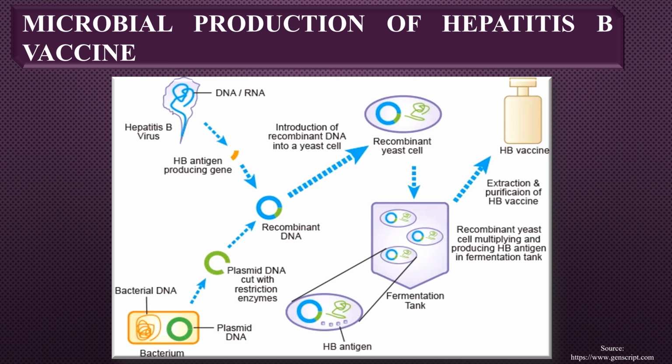Here is a pictorial representation that briefly explains the entire production process of hepatitis B vaccine. Gene is isolated from hepatitis B virus and is inserted into the plasmid DNA using restriction enzymes. Recombinant DNA is formed and is inserted into the yeast cell. The recombinant yeast cell is cultured in fermentation tank. Recombinant yeast cells multiply and produce hepatitis B surface antigen in the fermentation tank, which is extracted and purified, and finally the hepatitis B vaccine is produced.